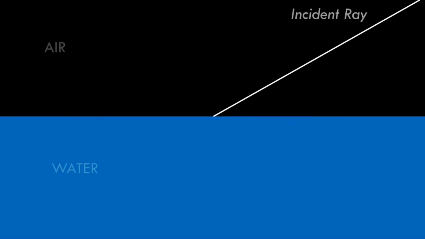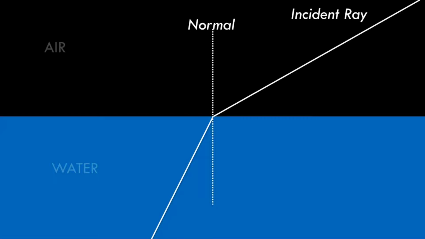Now, let us understand refraction in some more detail. The ray that travels from air to water is called the incident ray. A line perpendicular to the surface of water at the point of incidence is called the normal. Upon entering water, the ray of light bends towards the normal. This path taken by the ray of light in water is called the refracted ray. In the absence of refraction, the incident ray would have traveled straight into water. This is the projected incident ray.